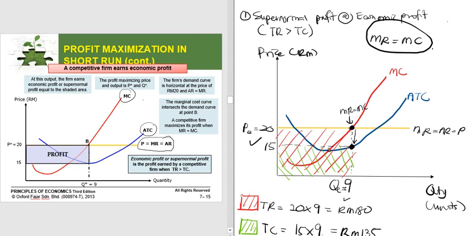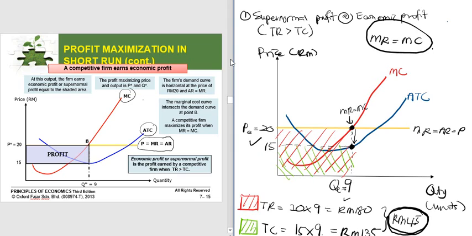So now, how do you know whether you get profit or loss? You have to use the formula to calculate profit or loss, which is total revenue minus total cost. So in this case, your total revenue is 180, your total cost is 135. So you minus 180 and 135. What you get is RM45. So where is this RM45? Your RM45 here is your profit because you get positive.